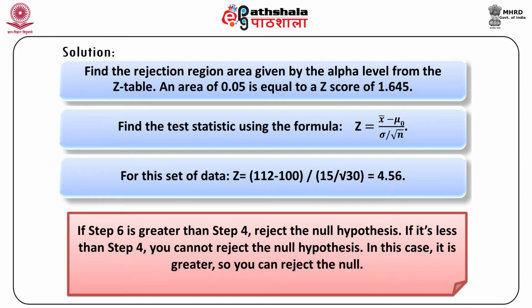Fifth, find the test statistic using the formula Z equals x bar minus mu 0, divided by sigma divided by square root of n. Sixth, for this set of data, Z equals 112 minus 100, divided by 15 divided by square root of 30, which comes out to be 4.56.